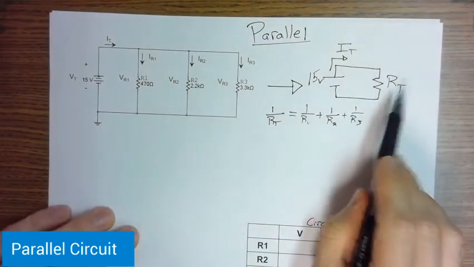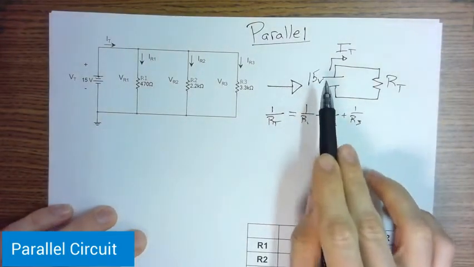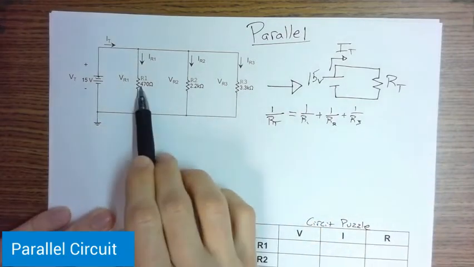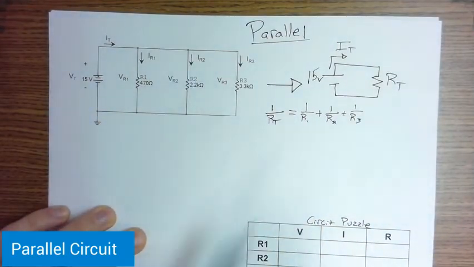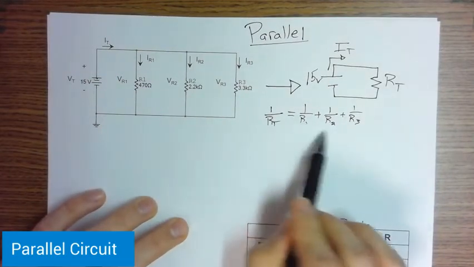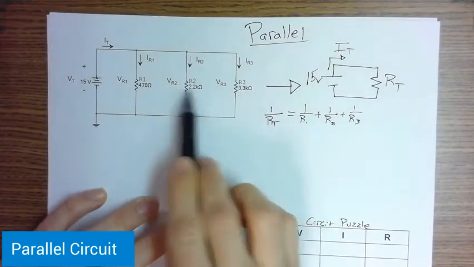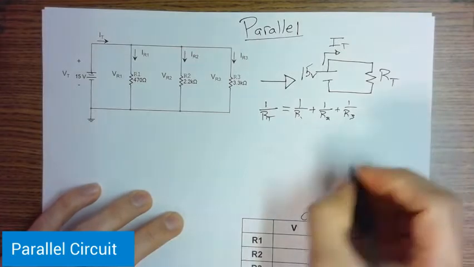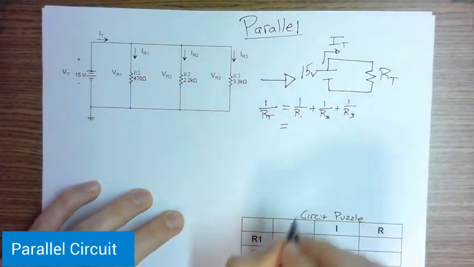So the total resistance in a parallel circuit is going to be less than any one individual because there are more branches. So when we get this number, it should be lower than any one of those individual components. So let's go ahead and plug in our numbers and calculate.